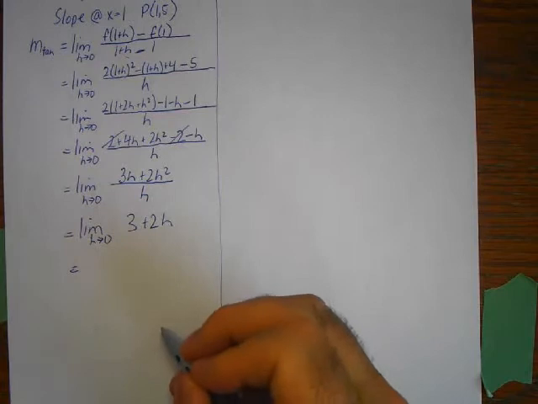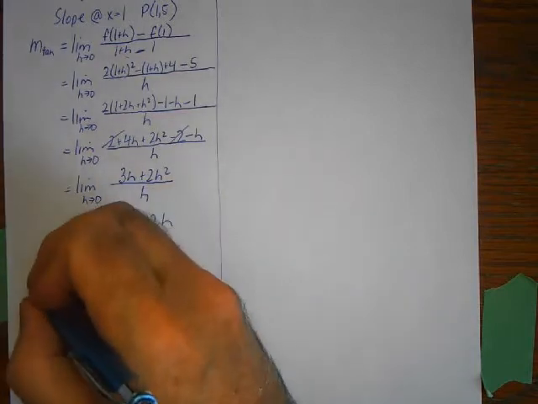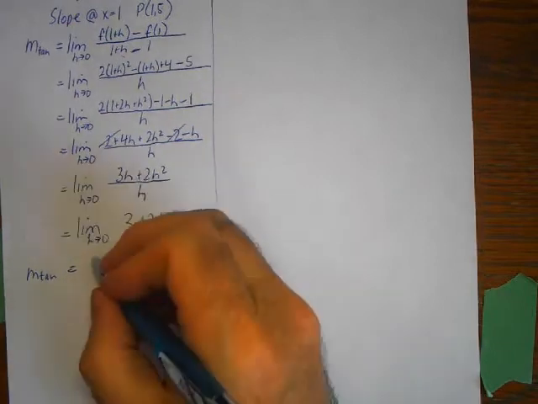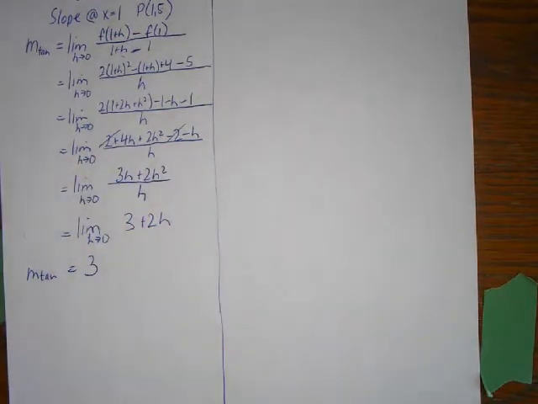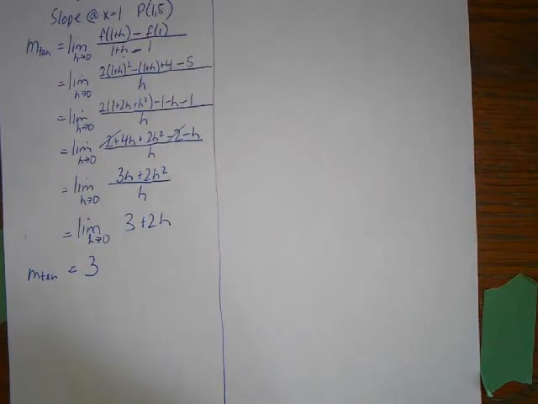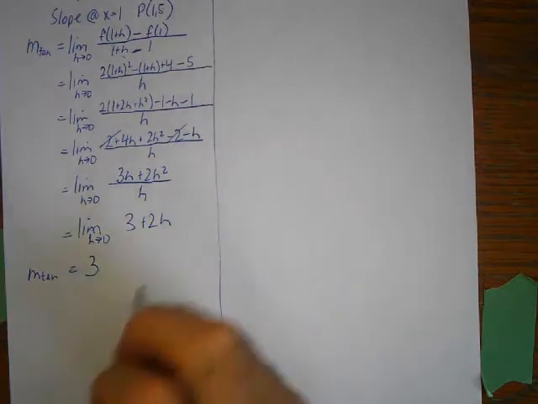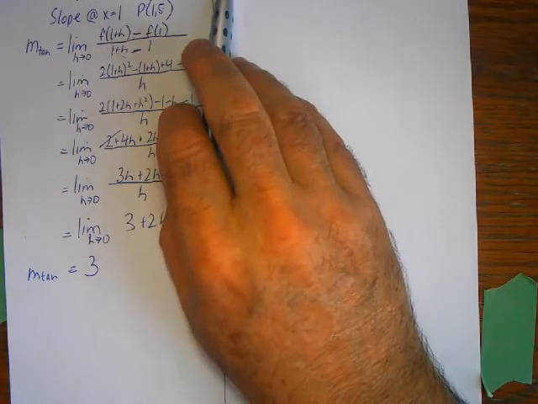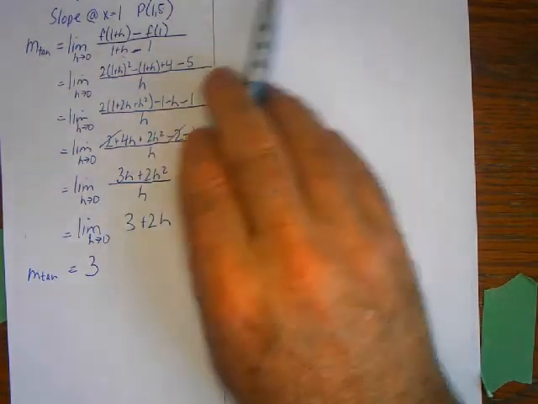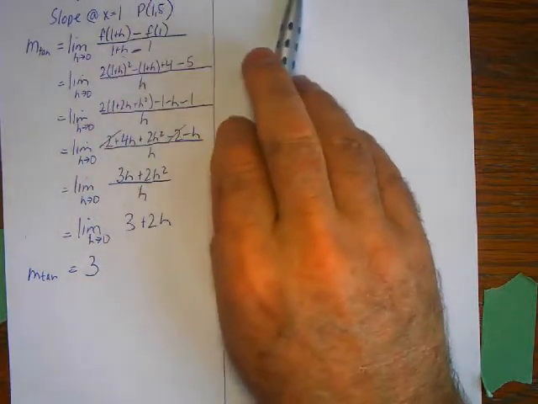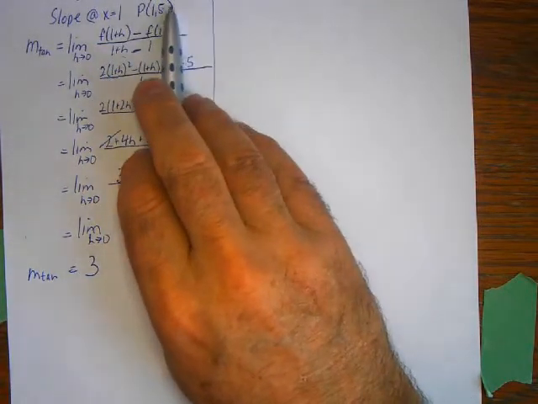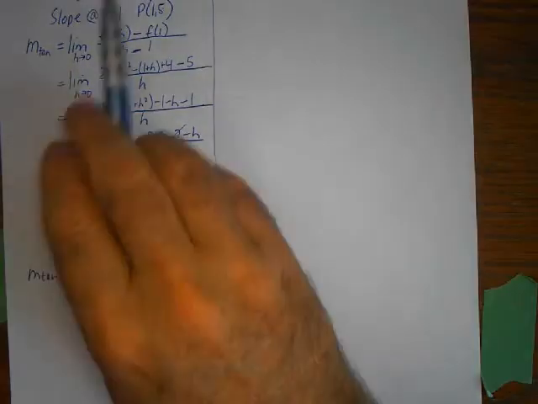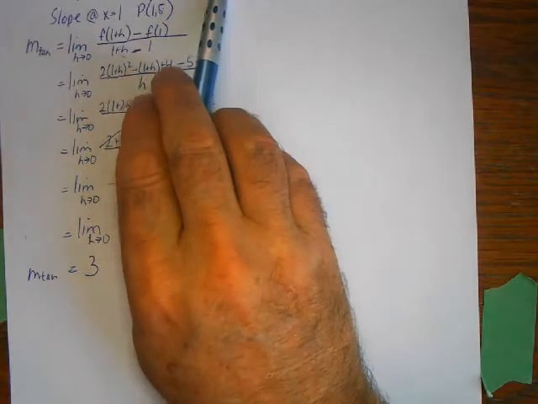So I get the slope of the tangent is equal to, as I plug 0 in there, 3. Okay, so that's the slope of the tangent at x equals 1 for the function f. Now it also asks to find the equation of the tangent line. So far we've just found the slope of the tangent line.